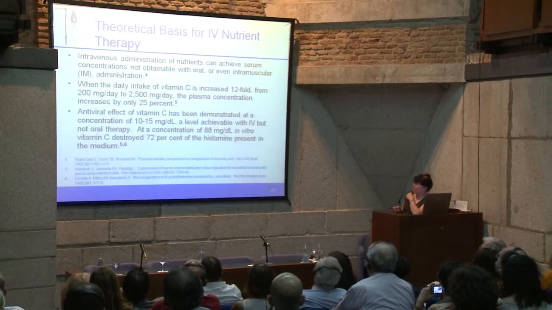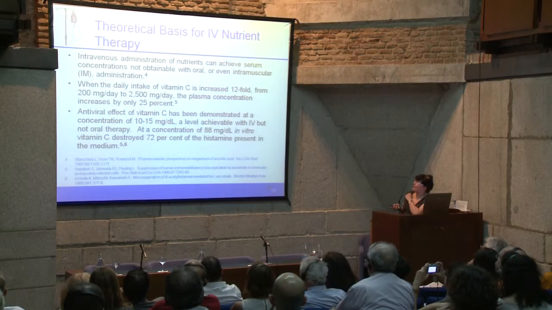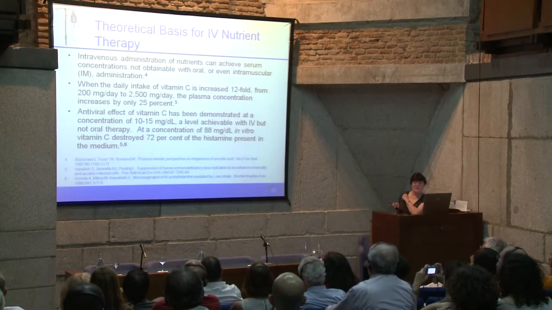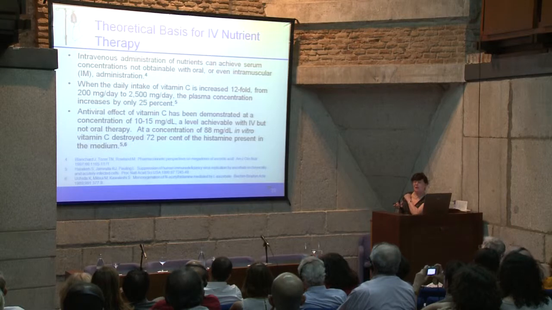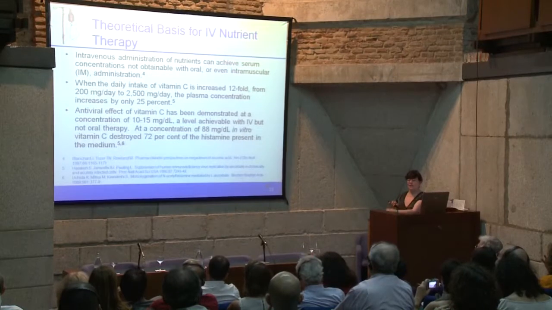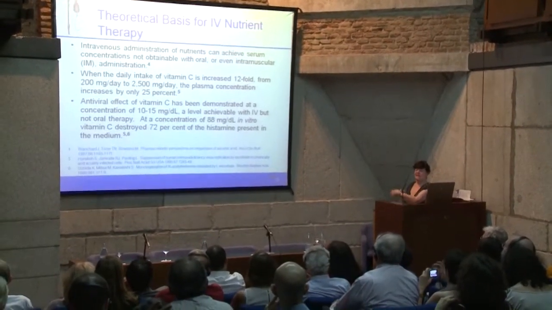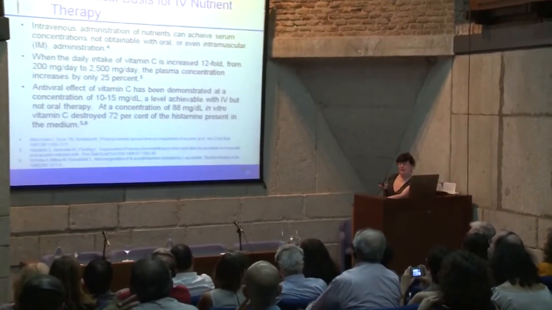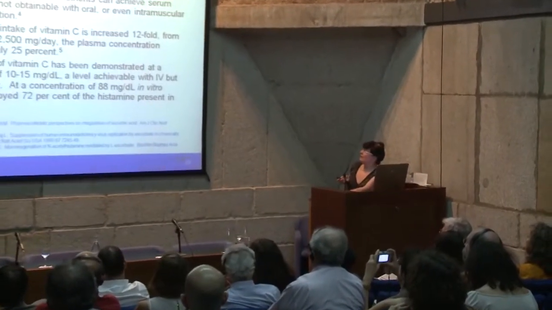The antiviral effect of vitamin C has been demonstrated at a concentration of 10 to 15 milligrams per dL, a level achievable with IV but not oral therapy. This is an essential treatment. High-dose vitamin C is an essential treatment when you're treating people who have got chronic viral infections. And we use it sequentially, day after day, for 10 days, even a month for people, and it's extremely valuable.